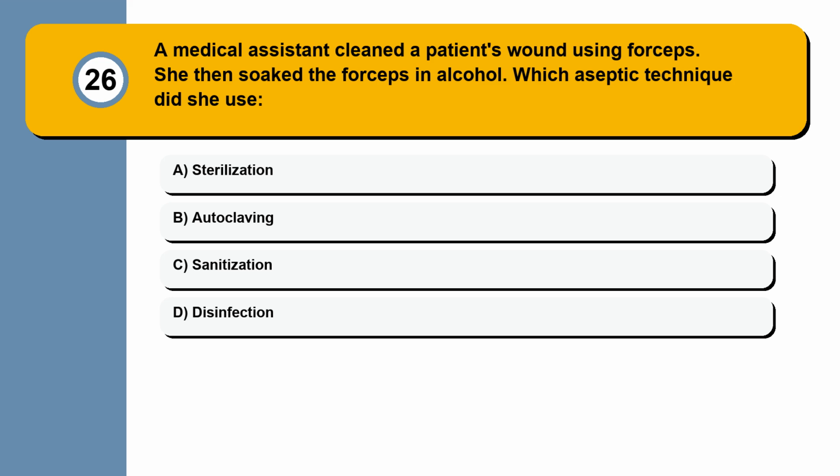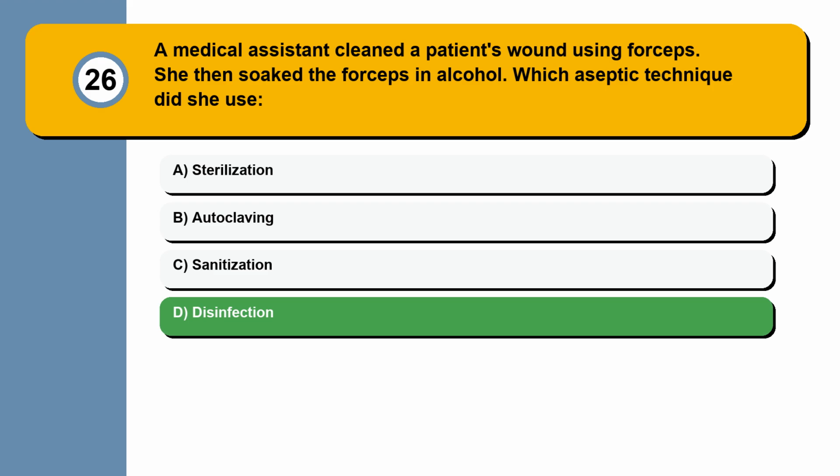Question 26. A medical assistant cleaned a patient's wound using forceps. She then soaked the forceps in alcohol. Which aseptic technique did she use? Here are your options. Option A. Sterilization. Option B. Autoclaving. Option C. Sanitization. Option D. Disinfection. The correct answer is option D.